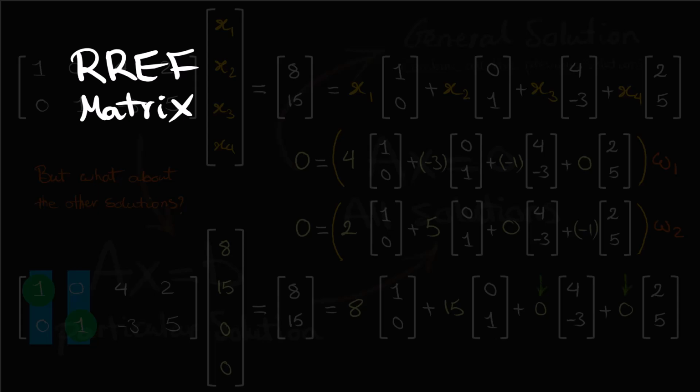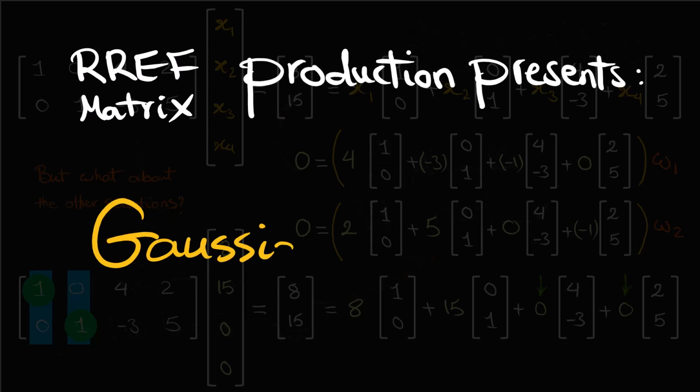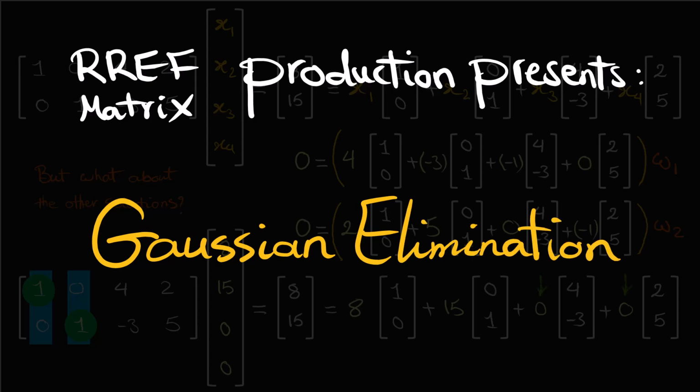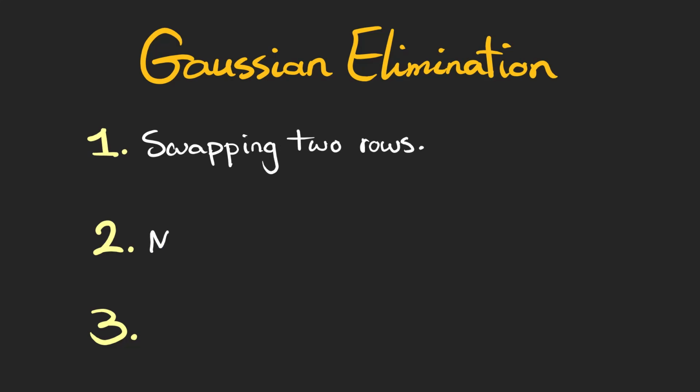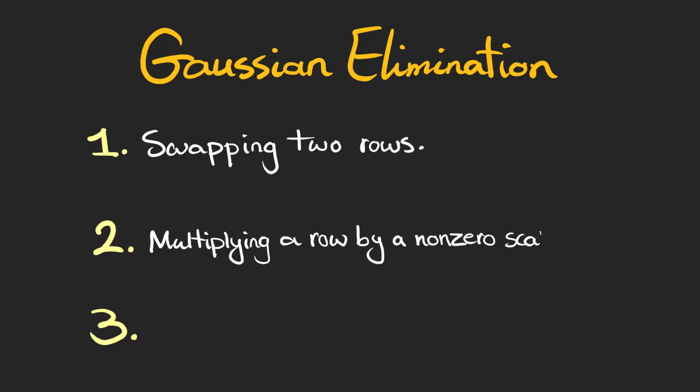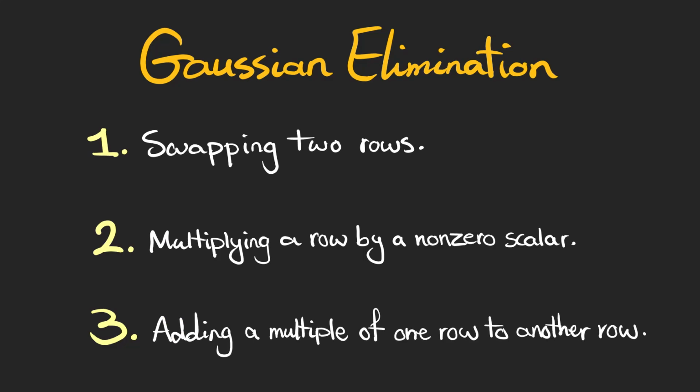What if our coefficient matrix is not in reduced row echelon form? We can change any matrix into reduced row echelon form using a method called Gaussian Elimination. You might see it as the Gauss-Jordan Method as well. We are allowed to use three operations on any matrix to change it to its reduced row echelon form. We can swap any two rows, we can multiply a row by a non-zero scalar, and we can add a multiple of one row to another row.